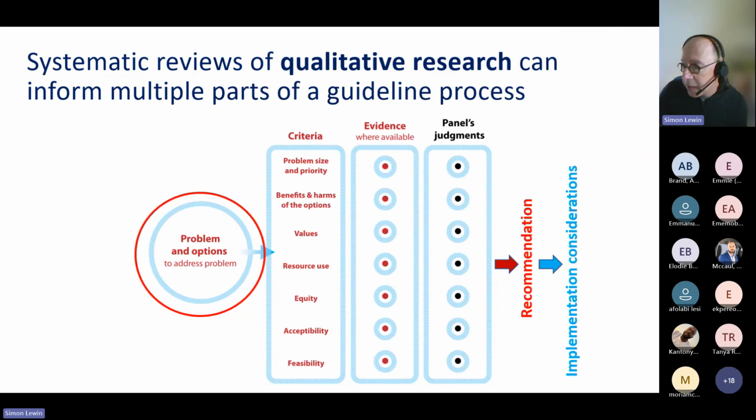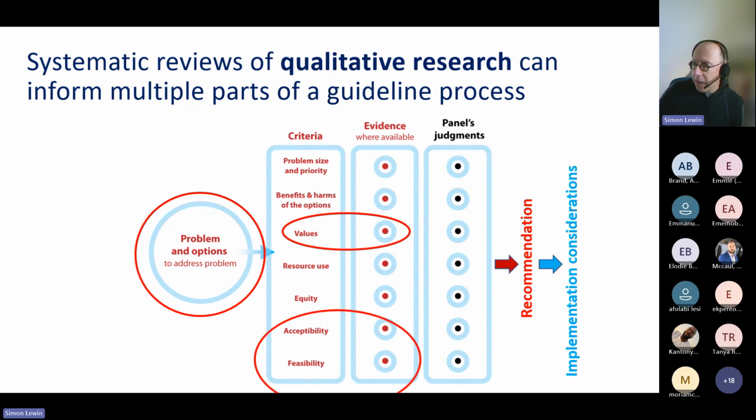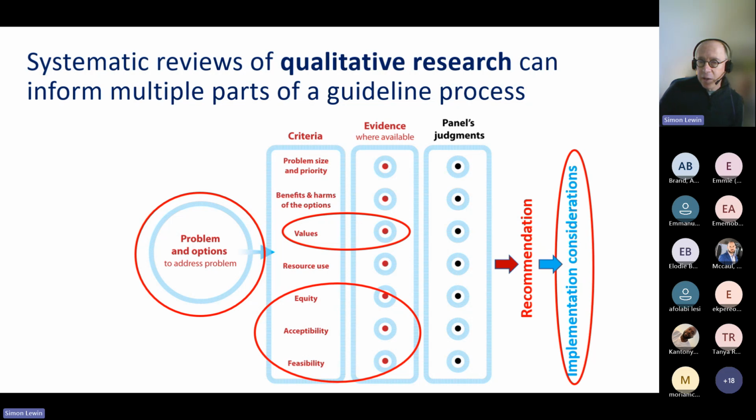So we can use qualitative evidence to help understand the underlying problem that a guideline might be attempting to address and some of the options for addressing it. And as I mentioned, we can also use it to look at how people value different outcomes and issues around equity, acceptability, and feasibility. But importantly, and this is very relevant for the national level, is that qualitative evidence can help us to develop implementation considerations for the guideline that are tailored to, for instance, a national or subnational setting, particularly if we're drawing on qualitative evidence from that setting or similar settings.